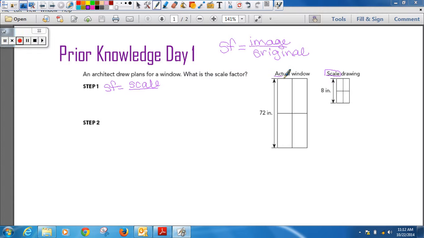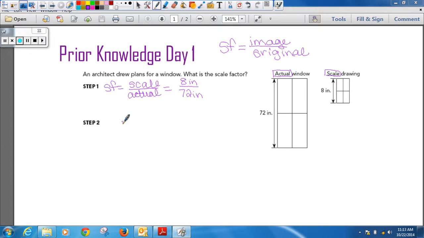The original is called the actual. So you can either use scale over actual as the words, or you could use image over original, and I would understand what you're talking about. So the scale drawing is 8 inches over the actual, which the actual is 72 inches.